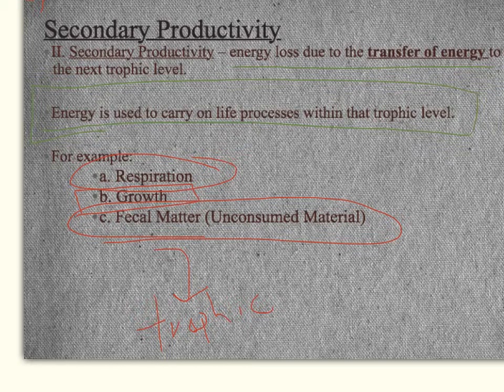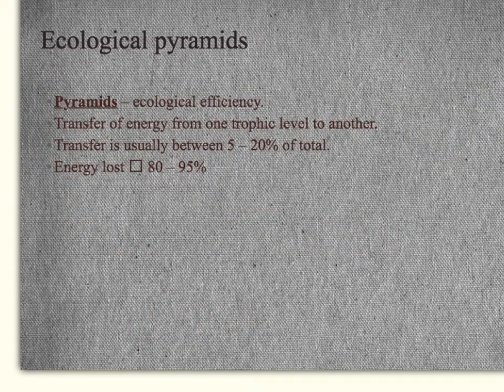So that brings us to what is called ecological pyramids. Now, ecological pyramids reflect the efficiency of how we transfer that energy from level to level. We know that we only transfer about 5 to 20% of the total energy between levels. So at each level, we're going to lose 80 to 95% of that energy just in the transfer from one trophic level to the next.